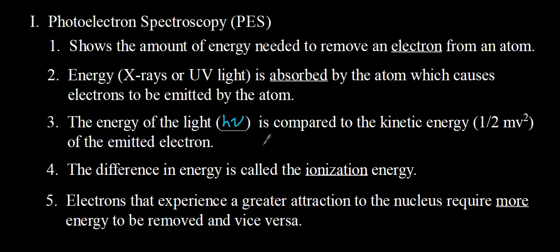Very, very important, number 5. And this is going to be important later on as well when we talk about the periodic trends. Electrons that experience a greater attraction to the nucleus are going to require more energy to be removed. So we'll talk about the factors that affect this attraction, namely distance from the nucleus, as well as nuclear charge. The opposite is also true. So electrons that experience a weaker attraction to the nucleus will require less energy to be removed.